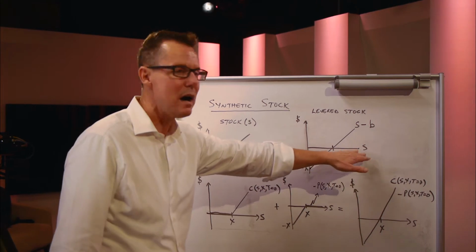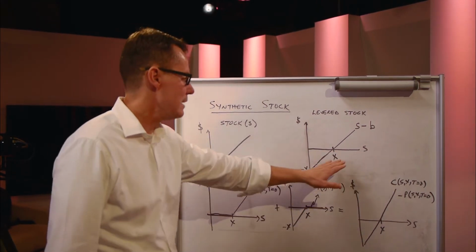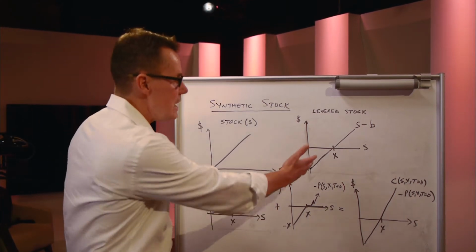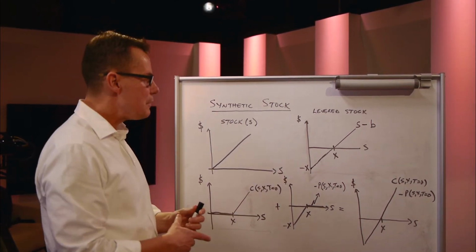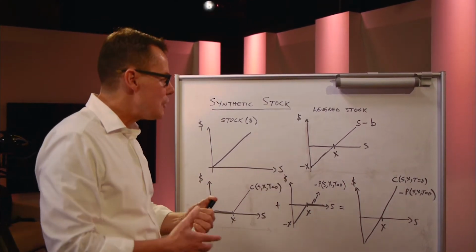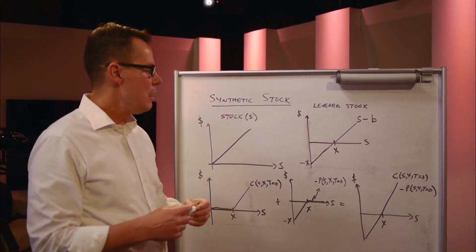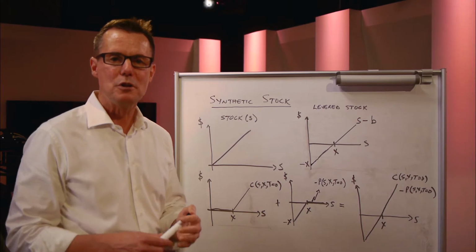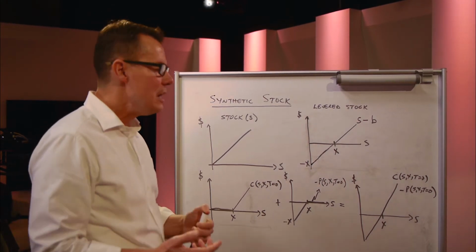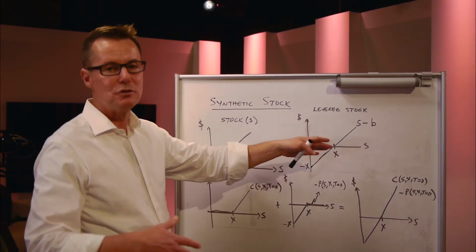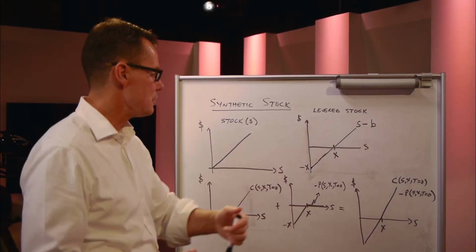At some point in time, let's call that time T, I think the idea is pretty straightforward. If you've borrowed $100 to buy a stock at a rate of interest of 10%, a year later, if the stock is not worth more than $110, then you are going to have a negative payoff. If the stock is worth more than $110, you're going to have a positive payoff.